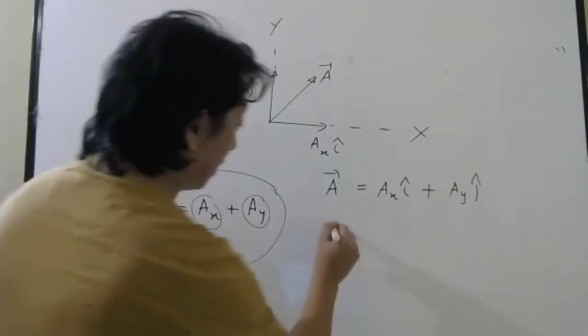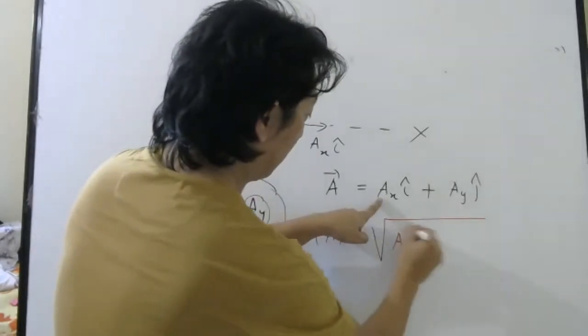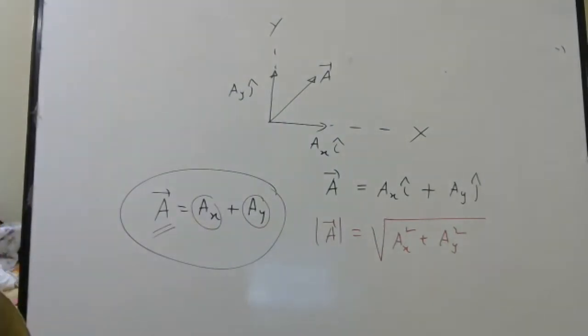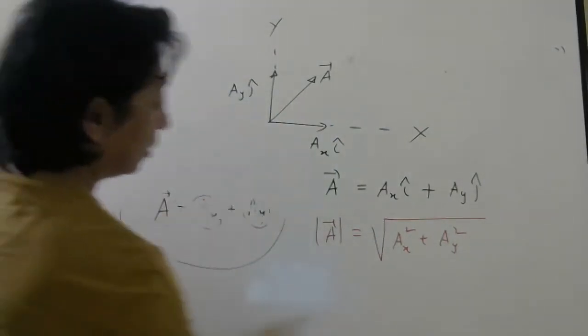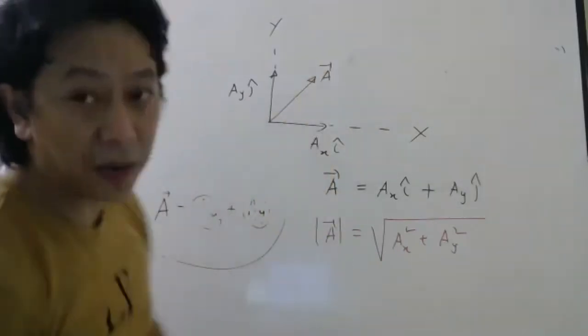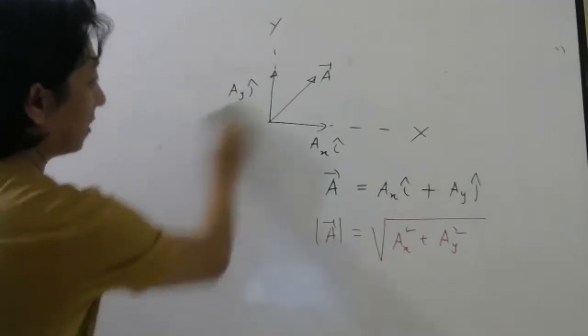And if you want to know the magnitude of this vector, it is root over ax square plus ay square. Right? So these formulas we have done. To derive this formula, just draw this triangle here and apply Pythagoras theorem. Okay.